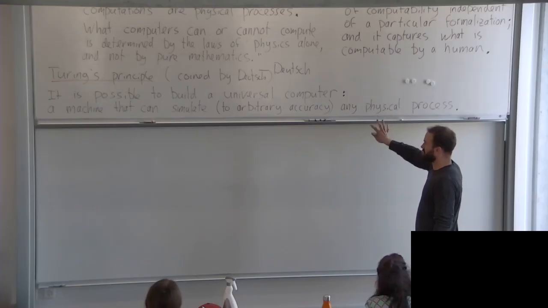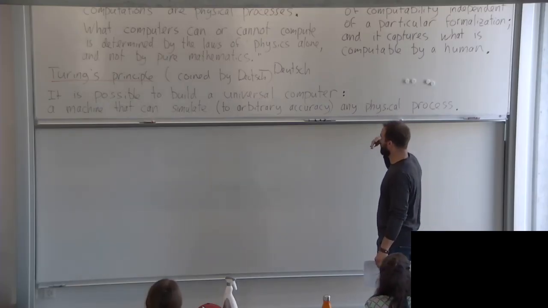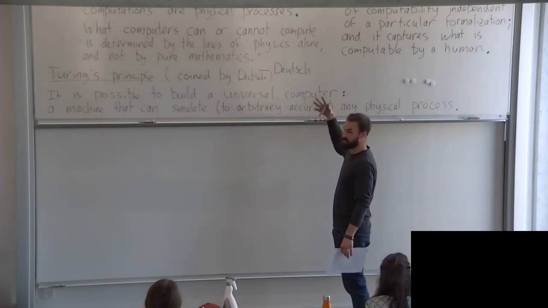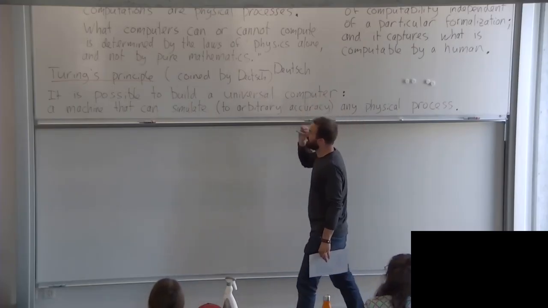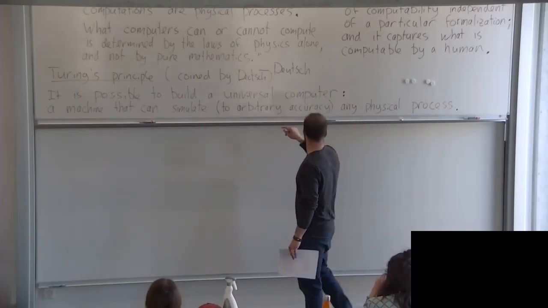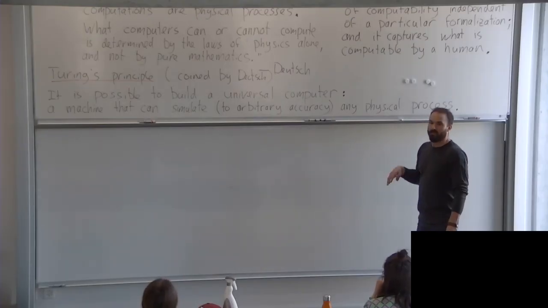If we accept this idea, well, let's first state it again. It's possible to build a universal computer or a universal machine, if you will. Doesn't even need to have the name be a computer for now. A universal machine, namely a machine that can simulate to arbitrary accuracy any physical process. Well, first I'll defend it.